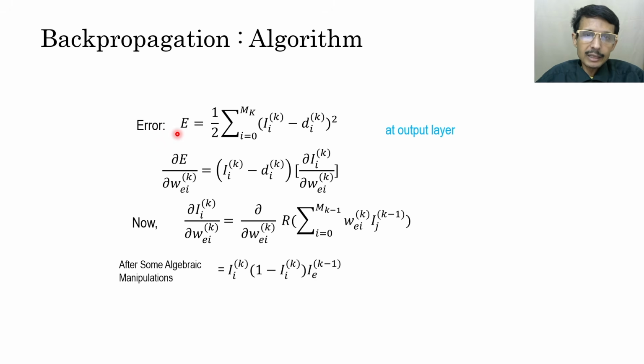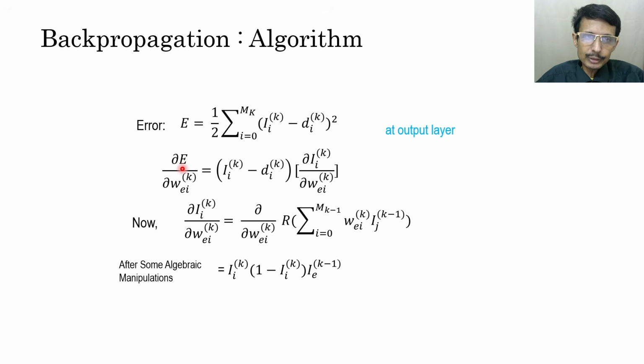Now if we calculate the error, then E is half of the sum over m_k of the difference between the predicted output and the actual output, squared. We take the difference, square it, and sum it up over the number of neurons at the output layer, with some normalization. So this is what E is at the output layer.